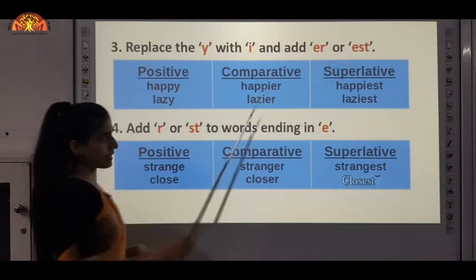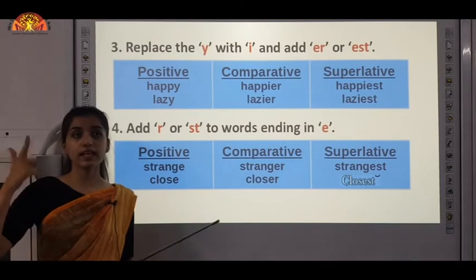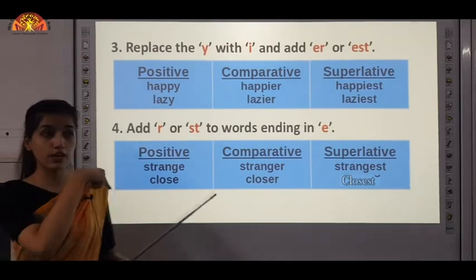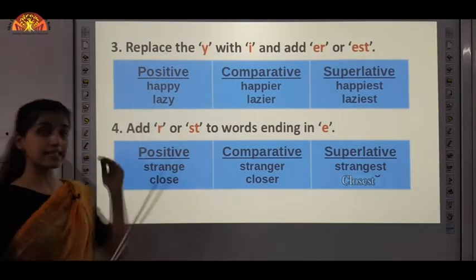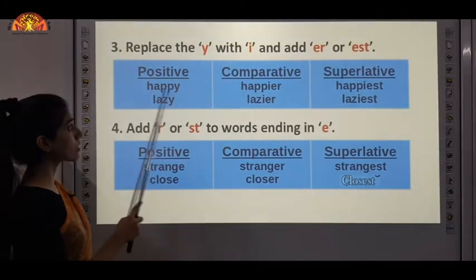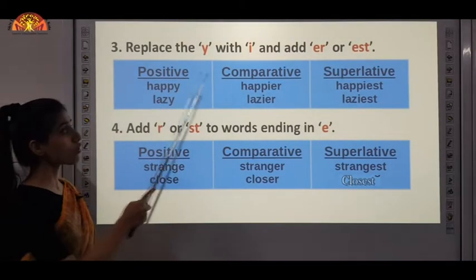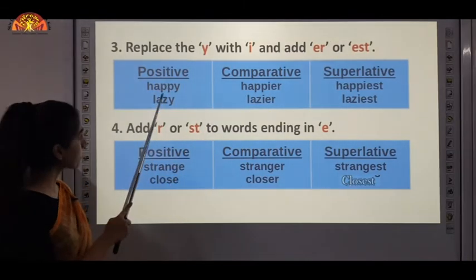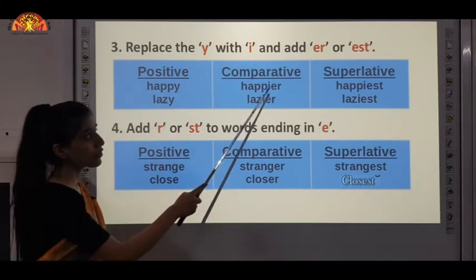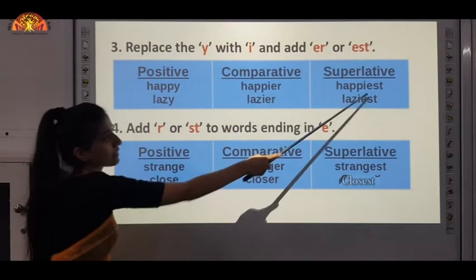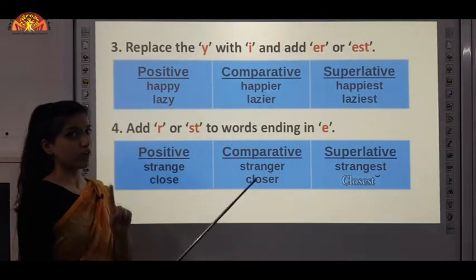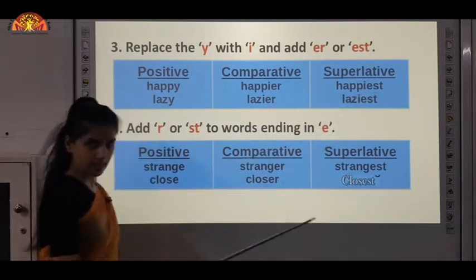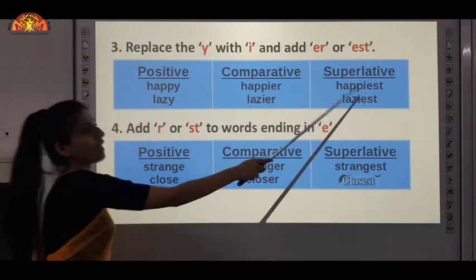The third way is to replace the y with I and add er and est. When we were doing singular and plural nouns, that time also we were replacing y with I, right? Here also we are doing the same thing with words that end with y. The word happy is ending with y. So when I am making the comparative or superlative degree of this word happy, I am replacing y with I. You can see I is placed over here and here, and y is not here because I have replaced y with I, and then I added er and est.